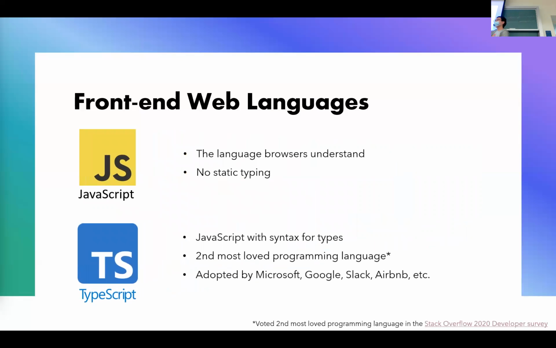JavaScript is a language that all browsers understand. However, it does not have static typing. So you will run into some problems. You can only get an error when you actually run the website. You cannot get it at compile time. So then Microsoft invented TypeScript. TypeScript is a superset of JavaScript, but it adds additional syntax for types to help you catch errors before you actually deploy your web app. It's actually ranked the seventh most loved programming language, and it's also adopted by almost all the big companies and startups. So today we'll be using TypeScript, but don't worry if you don't have experience yet. It's almost JavaScript, but with syntax sugar for types that can actually help you write better programs.